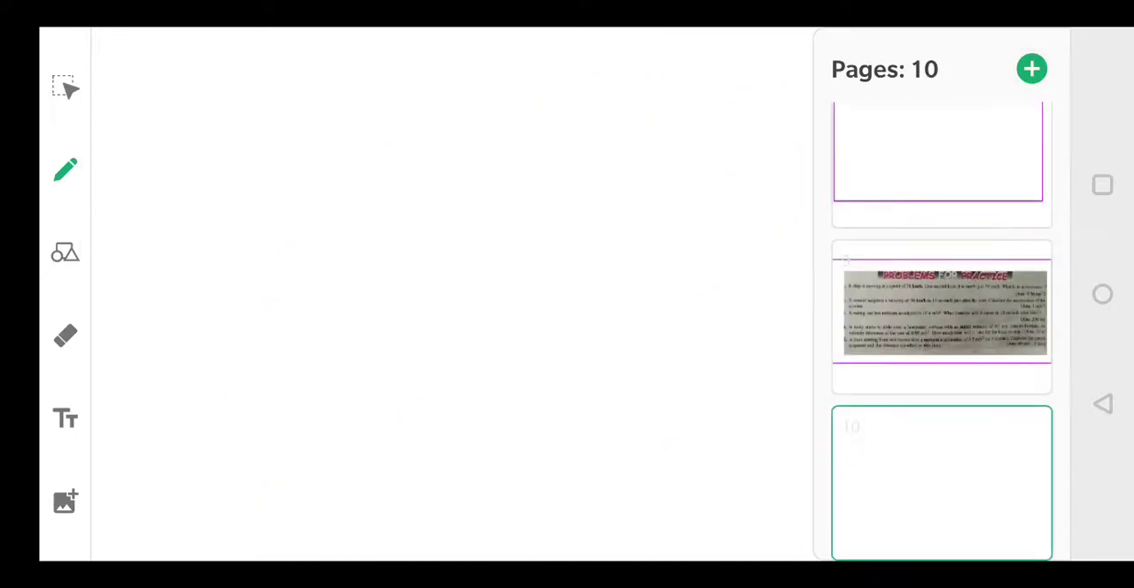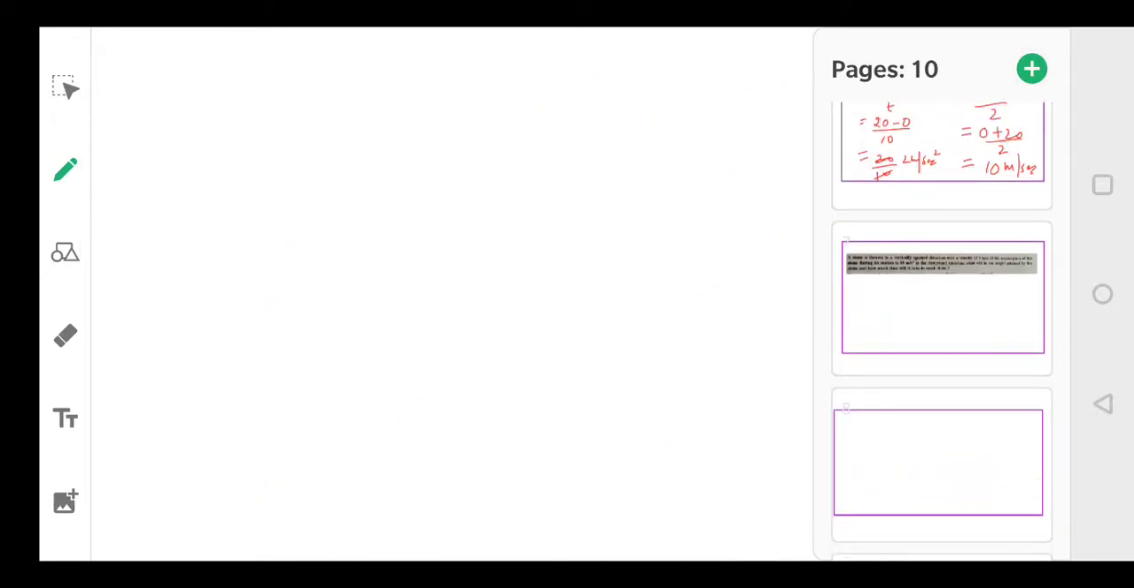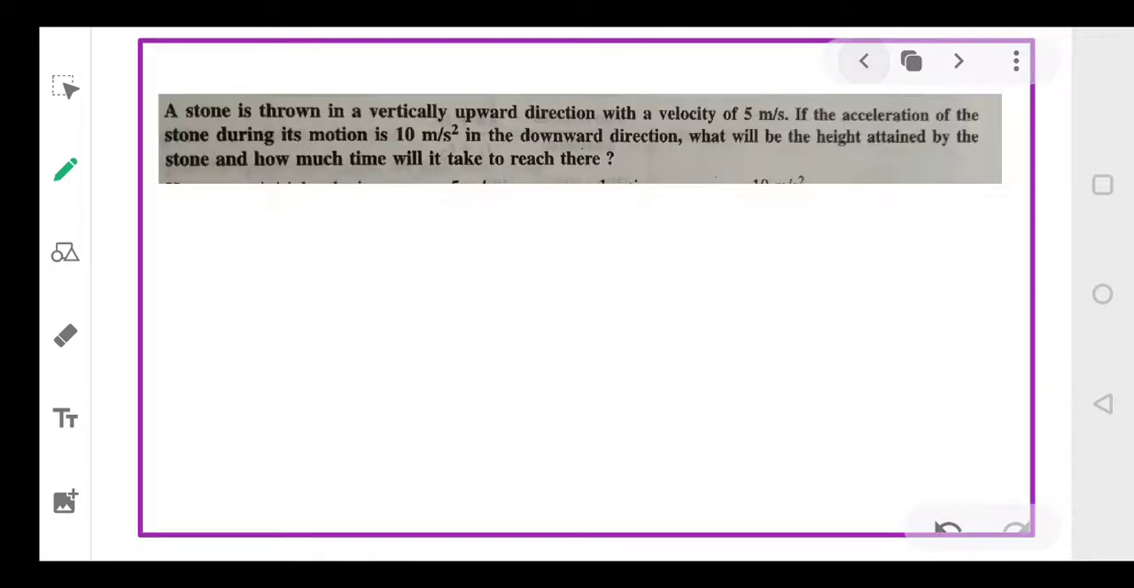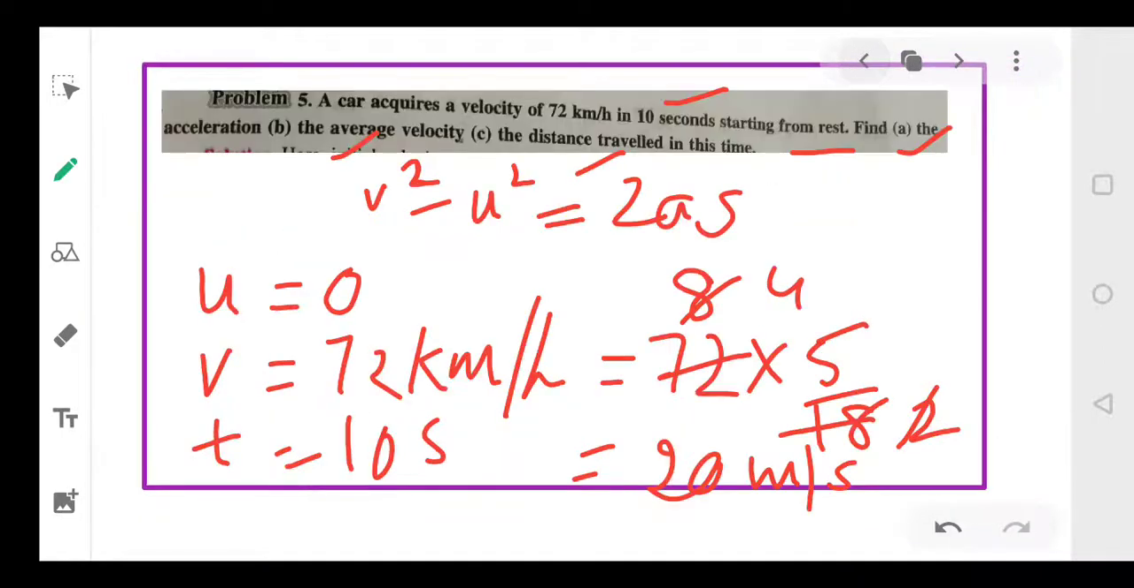Now let's have the another one. We got to do the last. That is, we got to calculate what? The distance traveled in this time. We have to find the distance. First we have calculated the acceleration. Now the average velocity also we have calculated. Now we'll calculate the distance traveled. Okay everyone? Let's see the distance traveled.